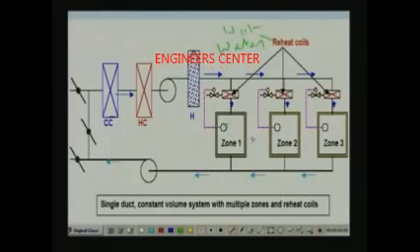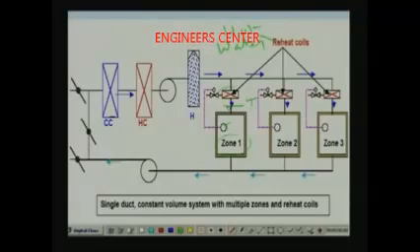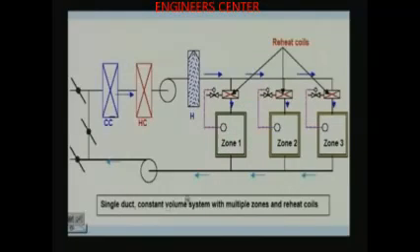For example, if you want to reduce the capacity for a particular zone, then you have to increase the reheat so that the temperature at this point will be higher. So the air is reheated to a higher temperature so that it can take the reduced load of that particular zone. So this is a typical single duct constant volume system with multiple zones and reheat coils.